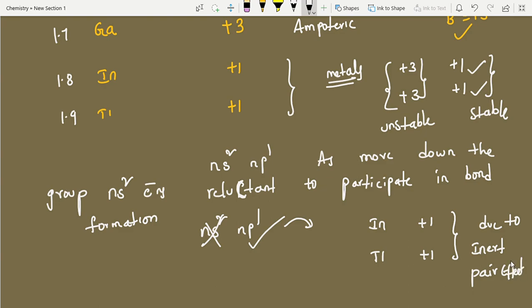Inert means not reacting. Pair means two electrons. Two electrons are not involving in bond formation. Just one electron is losing and participating in bond formation. Based on that, you can see only one oxidation state, that too +1 oxidation state. Is it clear? As we move down the group, ns2 electrons are reluctant to participate in bond formation. That we call the inert pair effect.